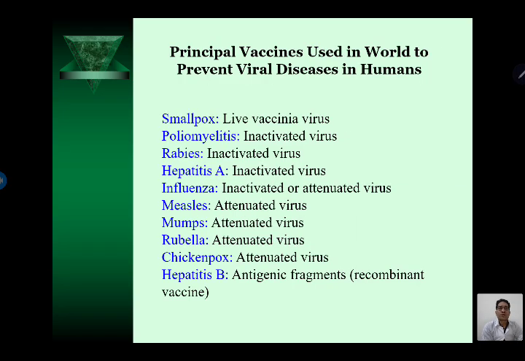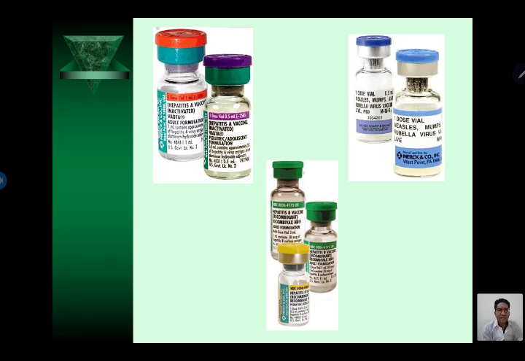Principal vaccines used in the world to prevent viral disease in humans: smallpox is a live vaccine virus, poliomyelitis is an inactivated virus, rabies is an inactivated virus, hepatitis A is an inactivated virus, influenza is an inactivated or attenuated virus, measles, mumps, and rubella are attenuated viruses, chicken pox is an attenuated virus, and hepatitis B is antigenic fragments. So you can see the viral measles, mumps, and hepatitis vaccines.